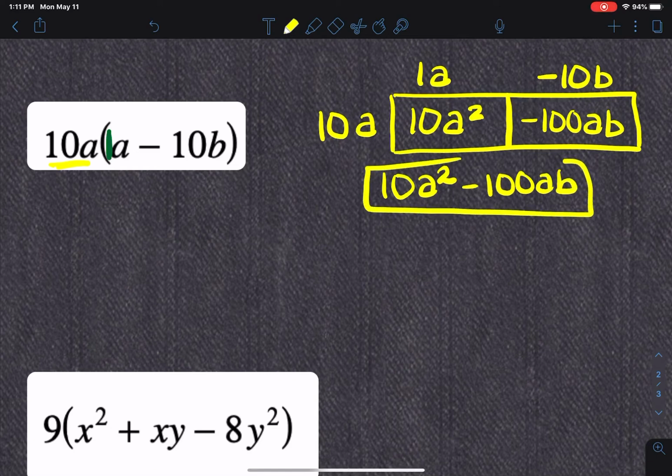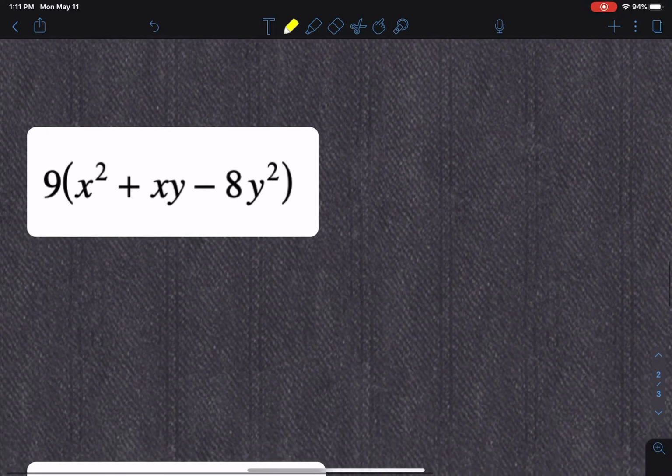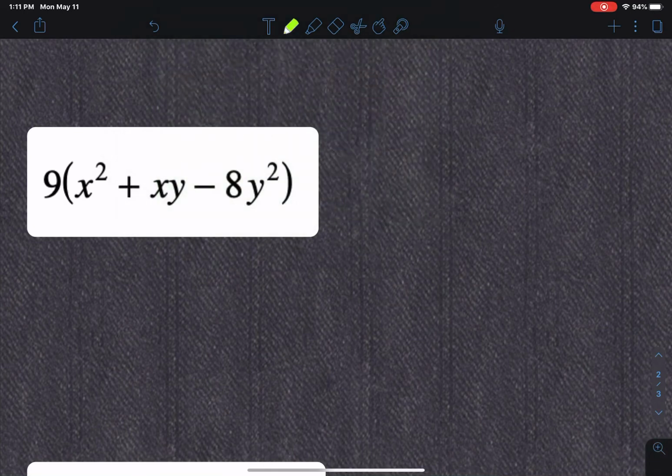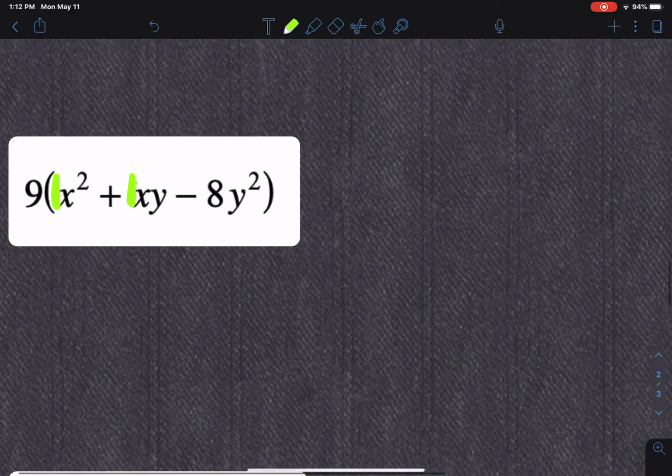In some ways, that should look like the ones we did earlier in the week. The only difference is this had a 1 that had to be added in front of the a. Okay, now let's take a look at the next one. I have 9 in the front, then x squared plus xy minus 8y squared. First thing I'm going to do is add 1s there because there's no number in front, and I assume that's there. And then I'm going to set up my box.